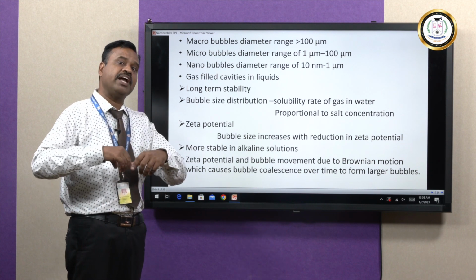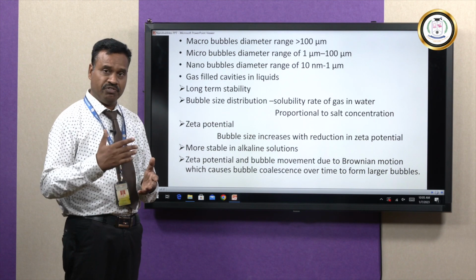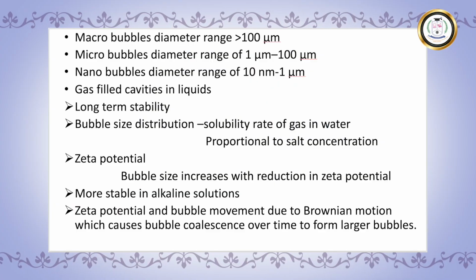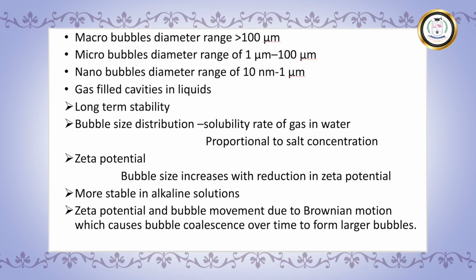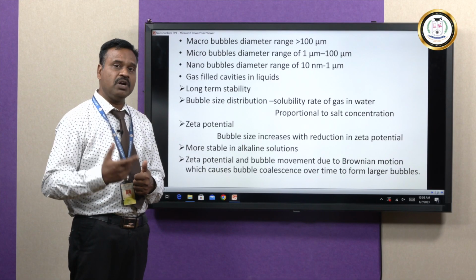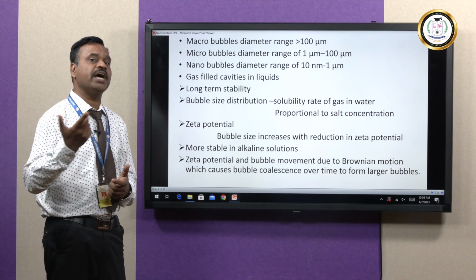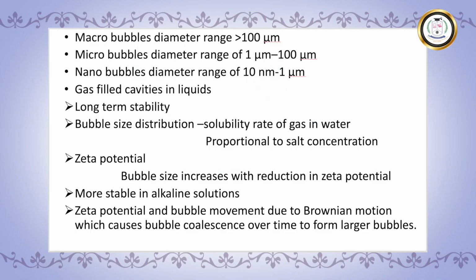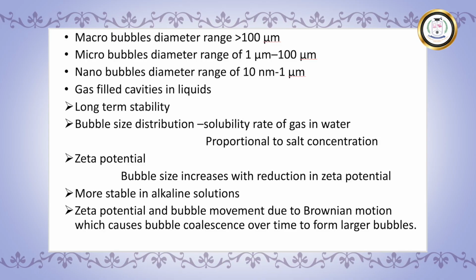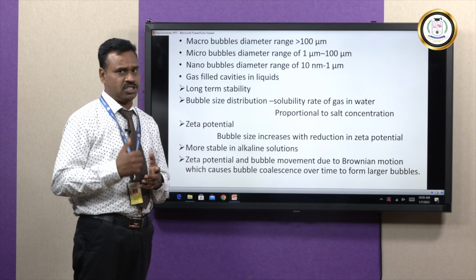Stability, in the sense that the bubble can be retained for a long duration, from weeks to years. The bubble stability is generally proportional to the pH values. The bubbles will be more stable in alkaline solutions, that is, at pH greater than 7, the bubble stability will be higher. So, zeta potential and bubble movement: if you see the Brownian movement, it is 3-dimensional, right?